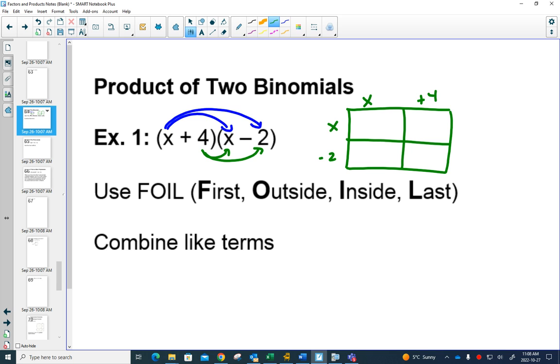And in that chart, filled in X times X is X squared, X times 4 is 4X, X times negative 2, negative 2X and negative 2 times 4, negative 8. And then these two are like terms, so when we write out our final answer, they could be combined, and you would get X squared plus 2X minus 8.